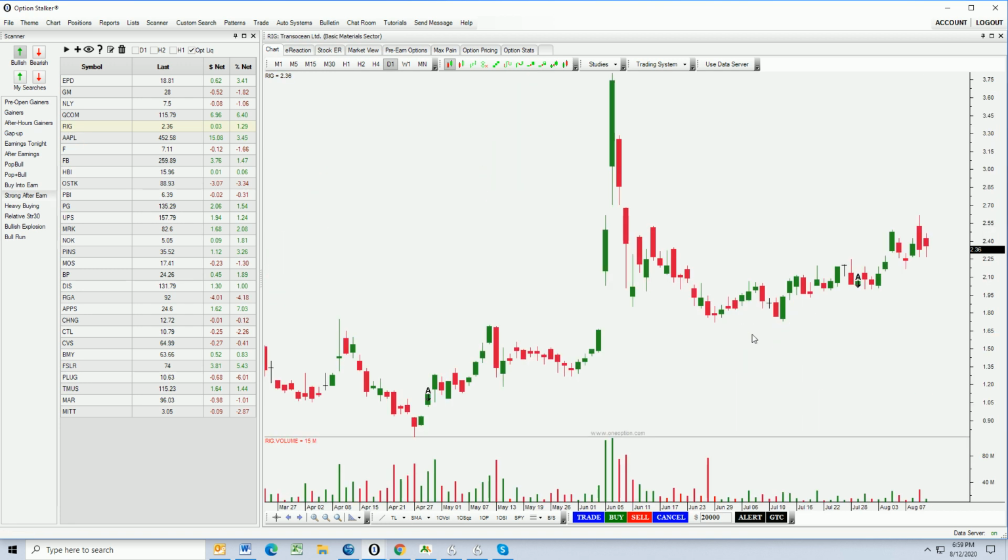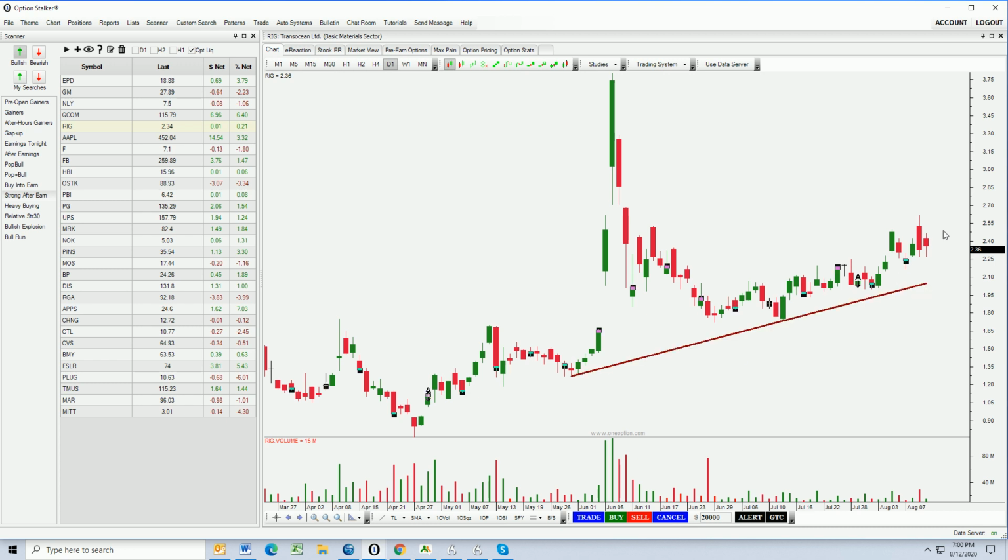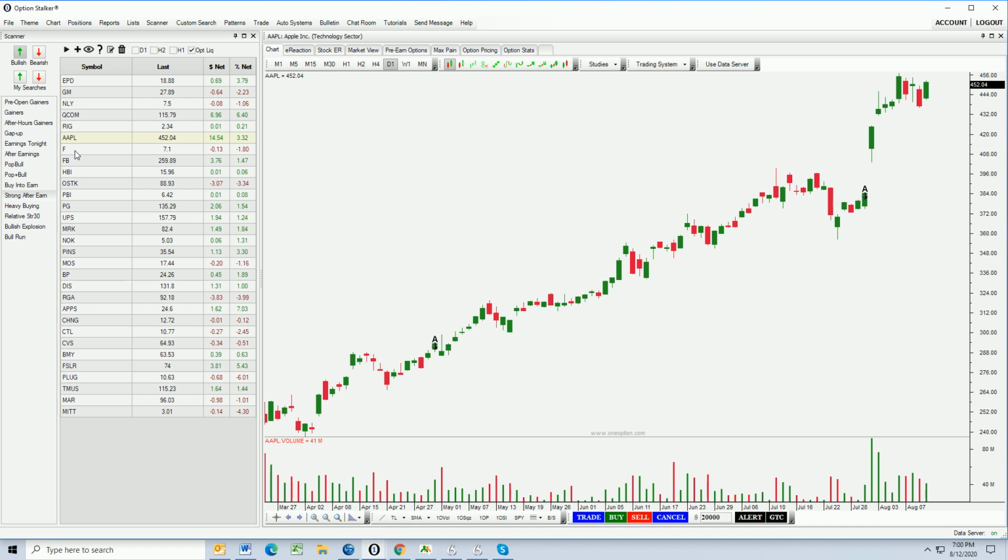There you've got a nice upward sloping trend line right there. And we can drop a line right there. We can drop a line right there. If this is violated to the downside, we're going to know about it. Might set up a nice trade. Continue to go through. Apple.